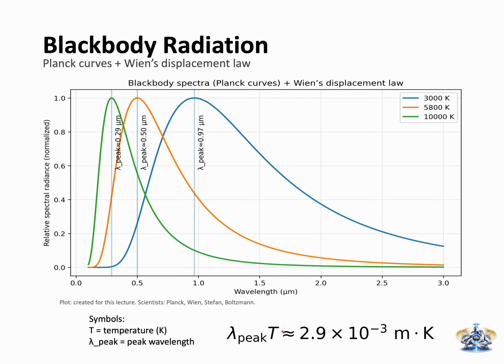And here's the extra punchline. Hotter stars don't just shift the peak, they also emit much more total energy overall. The total power per unit area rises like temperature to the fourth power.